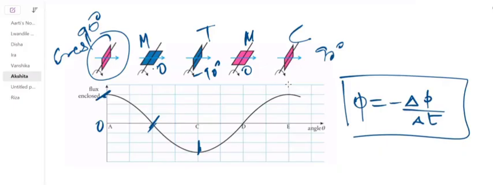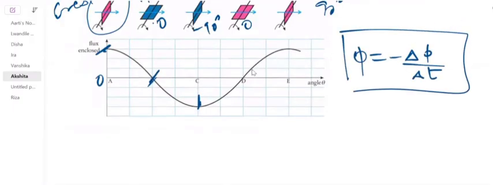So this is the C position. When no flux is enclosed and the rate of change is maximum, it is a positive gradient. It is going towards positive, right? At C it is 0, at A it is 0, at B it is maximum, at D it is maximum, but at B it is going down, at D it is going up. This is the change. Lastly, at E position, again it is 0. Back to the origin position. Understood or not? Yes, ma'am.